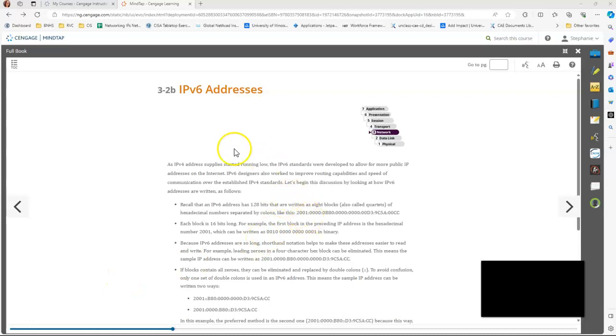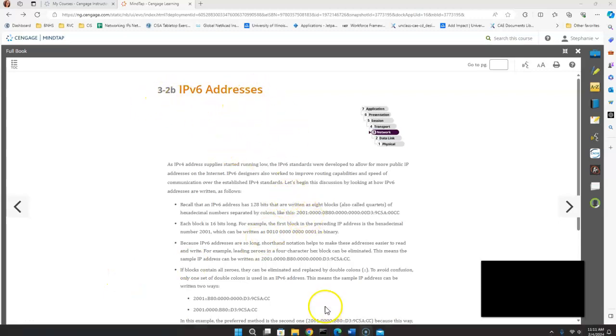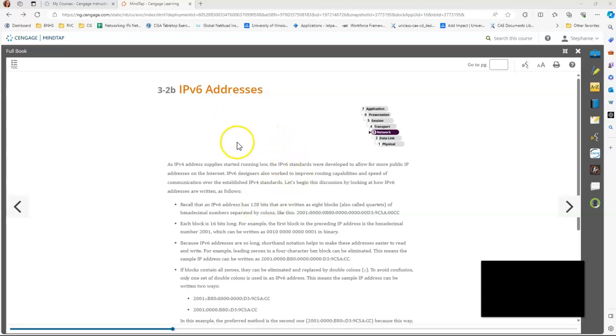Right, this is Stephanie Washer for the IPv6 addressing portion of Module 3. So we're at 3-2B, Cengage MindTap Network+ Guide to Networks for my PCT 110 Network Essentials course at Rock Valley. So we started talking about IPv4 addresses, and we went through quite a bit with IPv4 addressing.